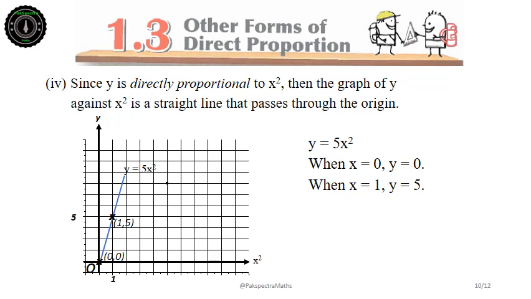Now in the fourth part of the example, we have to actually plot a graph between y and x, and we start with x equal to 0, we get y equal to 0. That means our straight line will pass through the origin, and if we put x equal to 1, we get y equal to 5. So using different values of x, we get different values of y, and it will always give us a straight line passing through the origin.